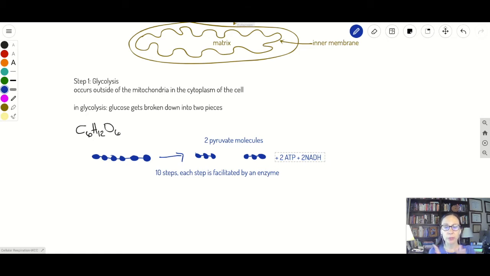So so far in glycolysis, which happens in the cytoplasm of the cell, we have 2 pyruvate molecules plus 2 ATP molecules plus 2 NADH molecules. Okay, and that is the outcome of glycolysis. This happens in the cytoplasm of the cell. Okay, then we move on to the next step, which is called the Krebs cycle. Step 2, the Krebs cycle.